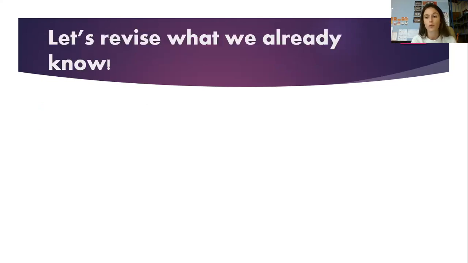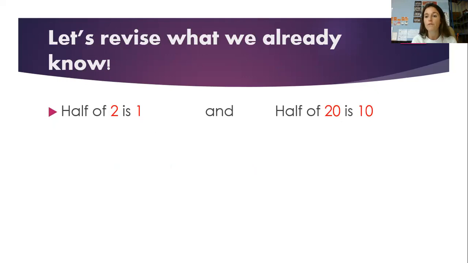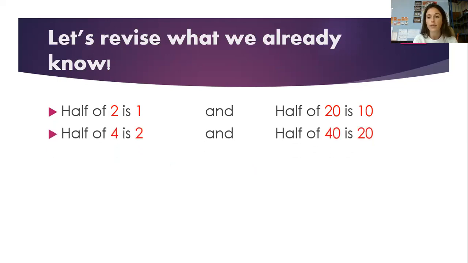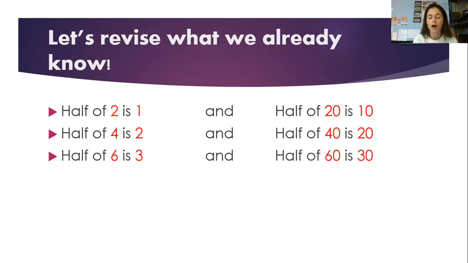Let's revise what we already know. And I know you did a lot of this in grade 1, so let's recap. We know that half of 2 is 1. And therefore, we can see it's easy that half of 20 is 10. Half of 4 is 2. And then we can see half of 40 is 20. Half of 6 is 3. Therefore, half of 60 is 30.